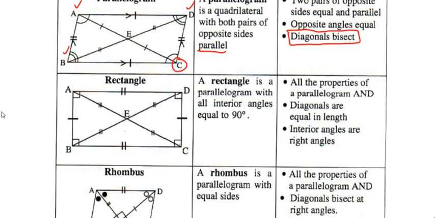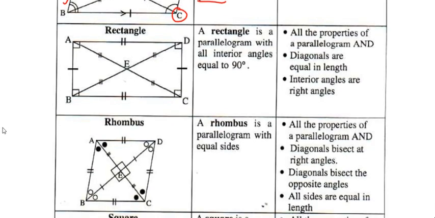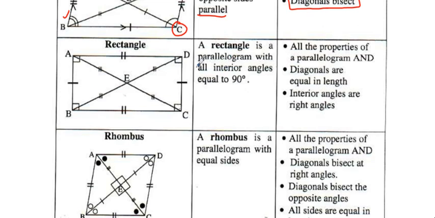Then you have rectangles. A rectangle is a parallelogram first, so all the properties of the parallelograms will apply, with the additional facts that the diagonals are equal and all interior angles are right angles. In other words, they are 90 degrees. So the diagonals are equal and they're equal to one another.